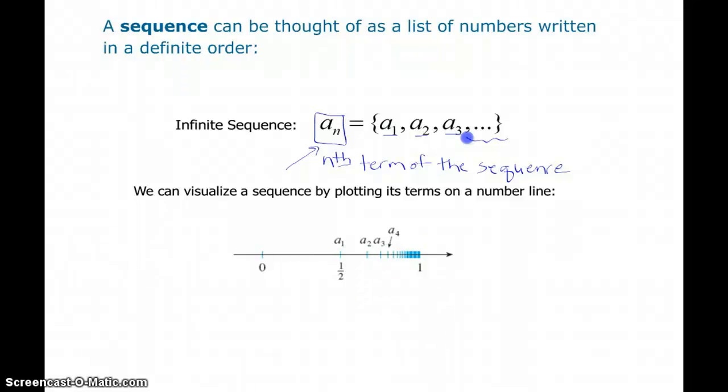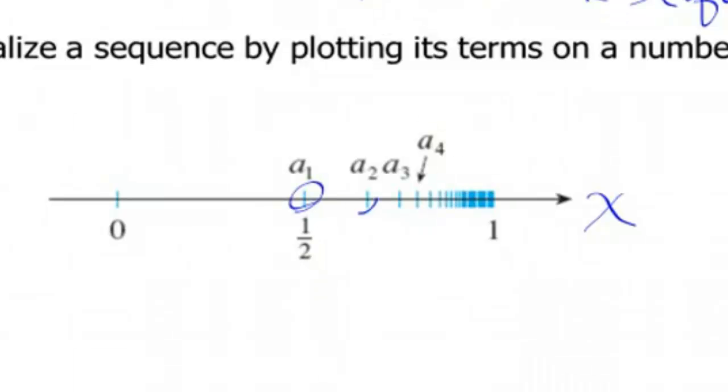We visualize the sequence by plotting its terms on a number line. Here's just a real number line. We could even say this was the x-axis if we wanted to. And here would be the first term in the sequence, 1/2. There's the next term, the next term, the next term, and so on, all the way down to the nth term. And so that's how we define a sequence.